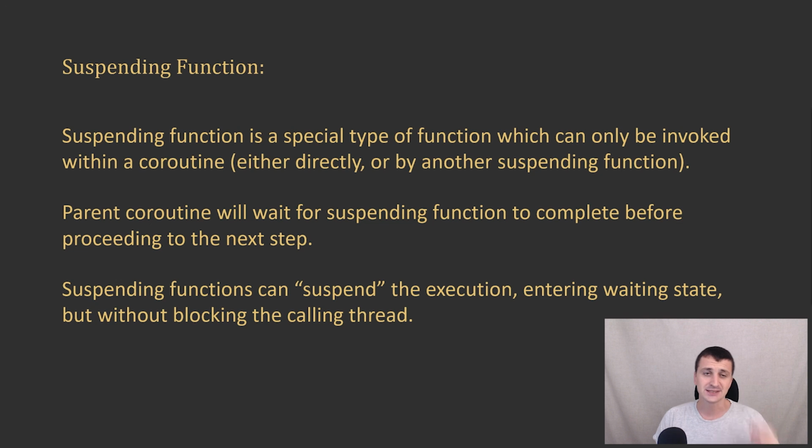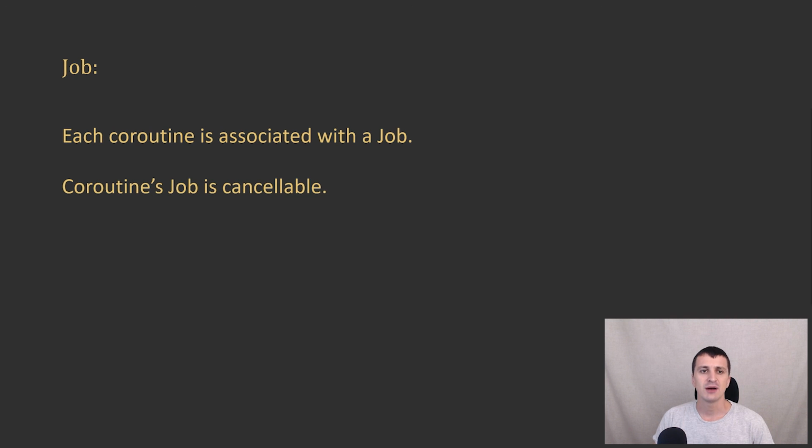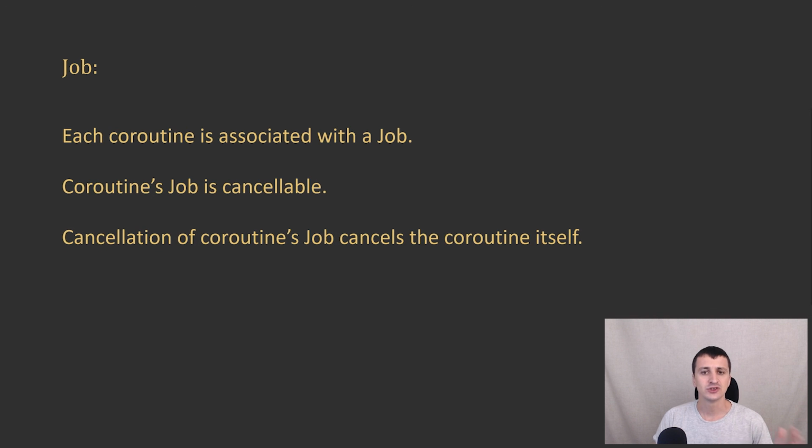And after we discussed suspending functions, let's discuss coroutine jobs, or just job. Each coroutine is associated with a job. Whenever you launch a new coroutine, you get a reference to a job. You can use it or not, but you get one. A coroutine's job is cancelable. You can just call cancel on a job, and that cancellation will also cancel the coroutine itself. So that's the way you cancel coroutines.